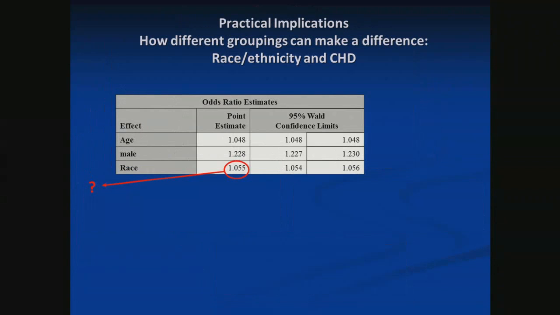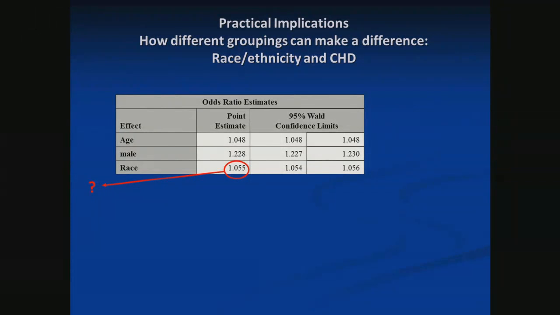Okay, so let's look at some practical implications of how the different groupings can make a difference in your model. This is a logistic regression model. The outcome is coronary heart disease. And these are the three measures I have in my model: age, male versus female, and race. Now, what does this mean? Male has an odds ratio of 1.2 compared to being female. That makes sense. Age is in years. For every year, I have a 1.048 increased odds, not compared to anything. That's continuous, so every single year gives me that additional risk.